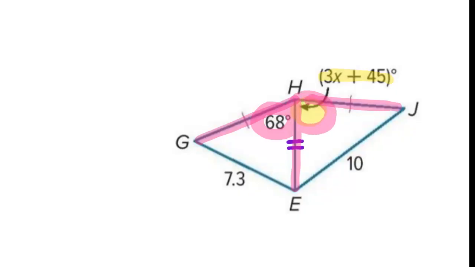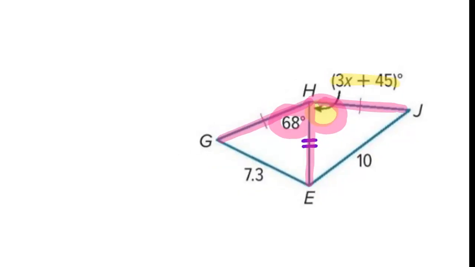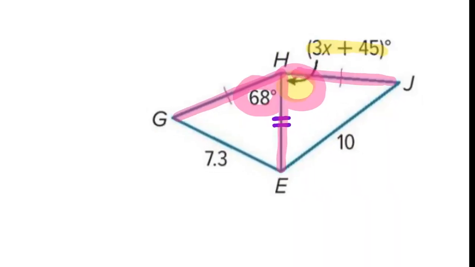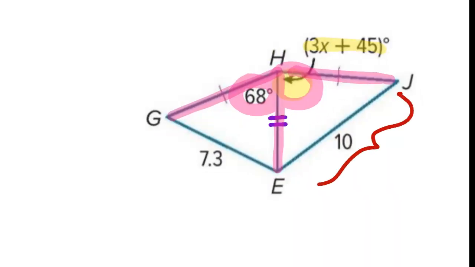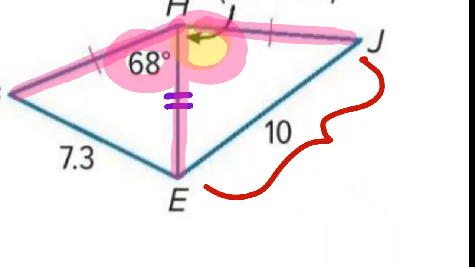Which of the third sides is bigger? This side is the same as this side, so those are the same. JE is the bigger one, yes. JE is the larger third side.